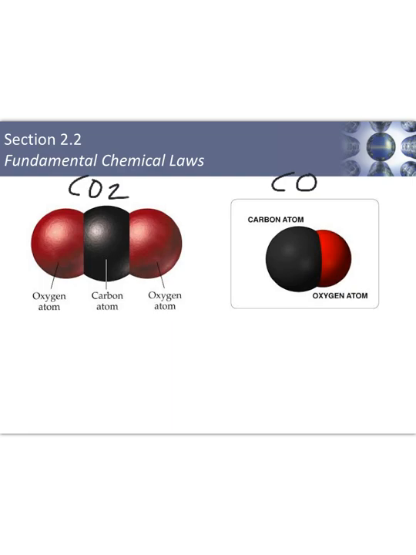Here are some representations of carbon monoxide and carbon dioxide. Here you can see we've got the 1 oxygen, and here we've got 2 oxygens. So we see twice the mass of oxygen for the carbon dioxide because there are twice the number of atoms.